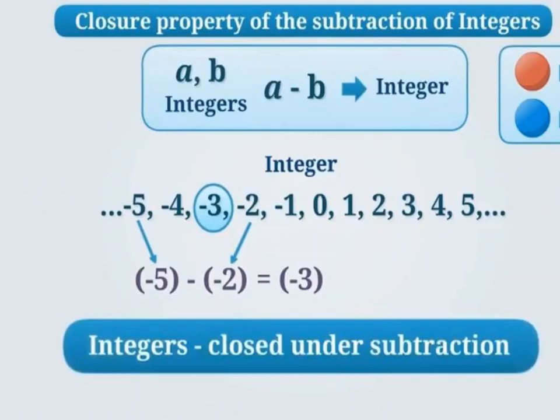So what is the bigger of these two? 5 is the bigger. So 5 contains a negative integer, then the resulting sum is also negative. But we will take minus 5 as one integer and minus 2 as another integer. The difference of these two integers is also an integer. So we say that integers are closed under subtraction.